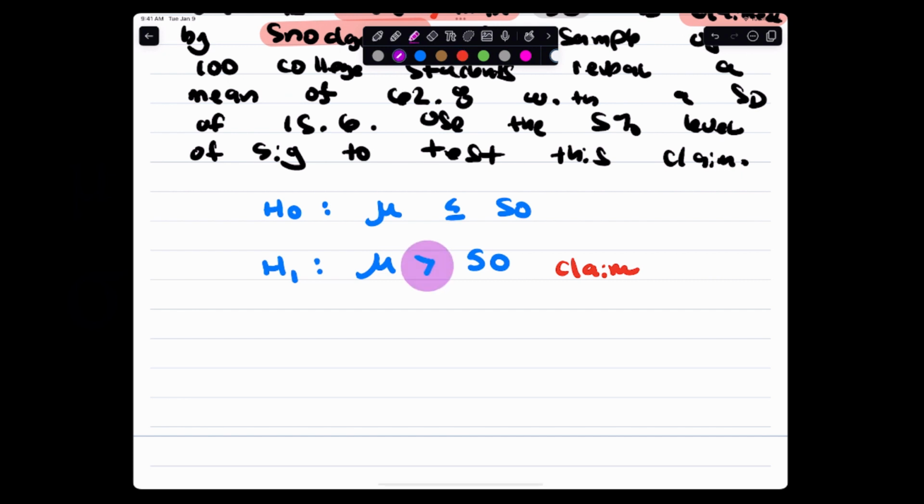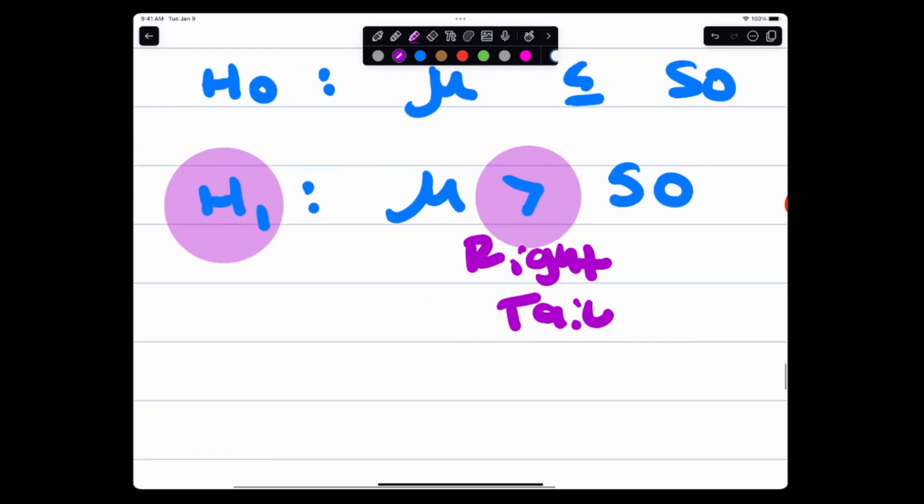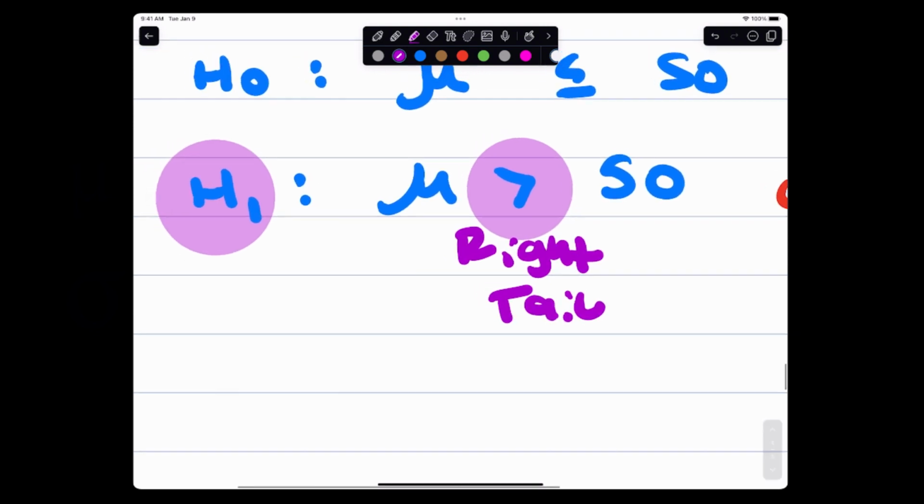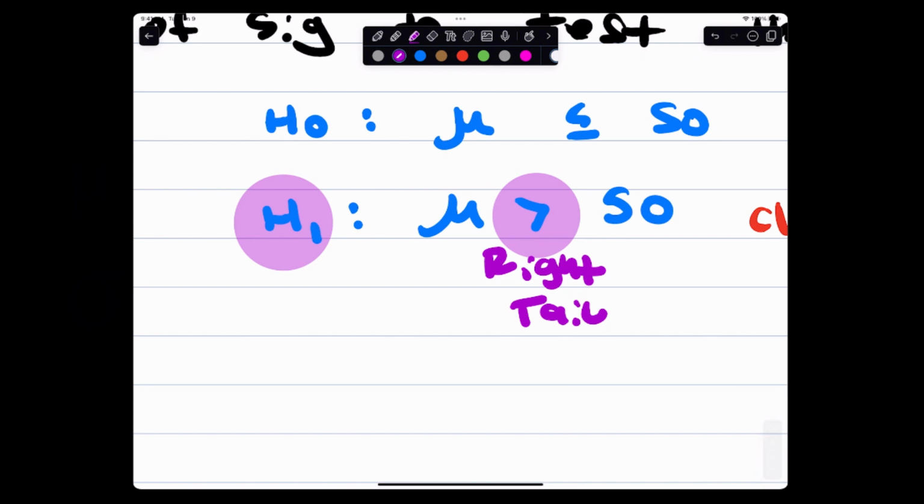What kind of test is this? This is a right tail. How do we know this is a right tail? The alternate hypothesis always tells us what kind of test this is. So if it's pointing to the right, ladies and gentlemen, it's a what? A right tail. Okay, you guys okay with that?